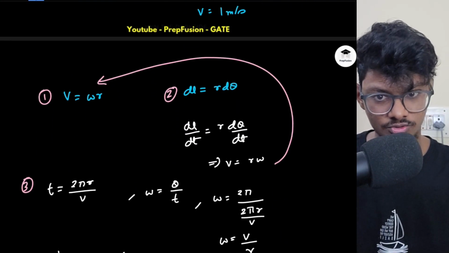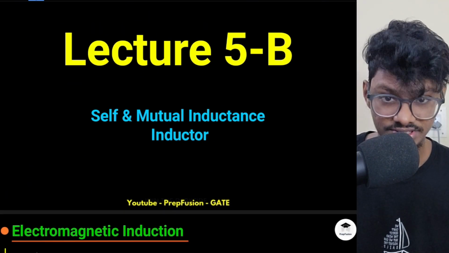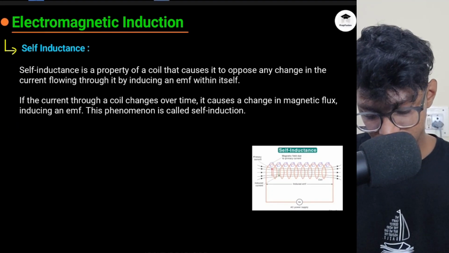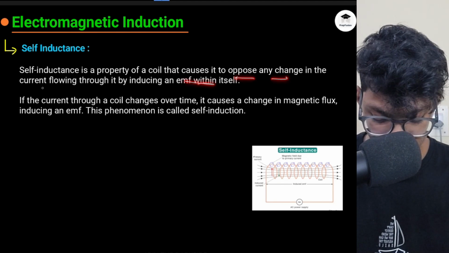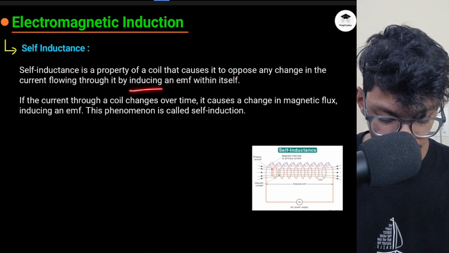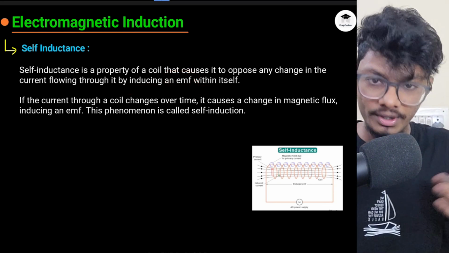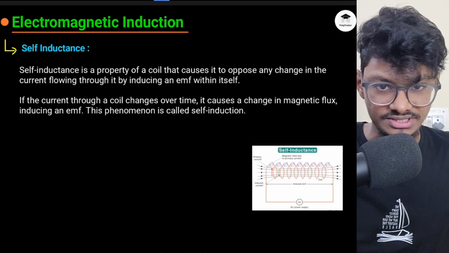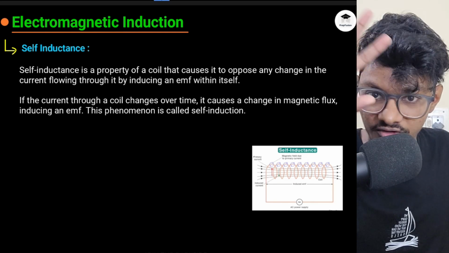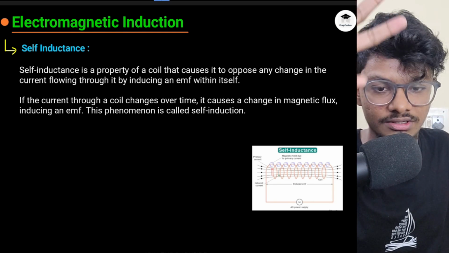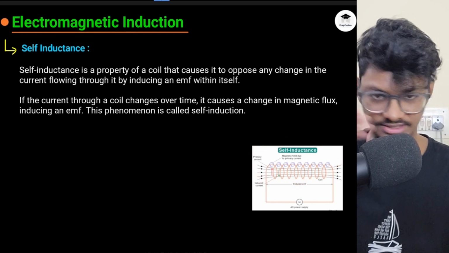So now we'll start with today's topics. First of all, we'll understand what inductance is. What is self-inductance? Self-inductance is a property of a coil that causes it to oppose any change in the current flowing through it by inducing an EMF within itself. This language is a bit typical, but actually inductance is the property of a coil to generate magnetic field. Just like a capacitor, the property of the capacitor was to store charges, and that was known as capacitance. Here it is known as inductance. That's simply it.